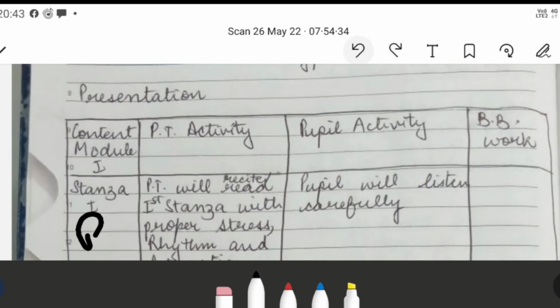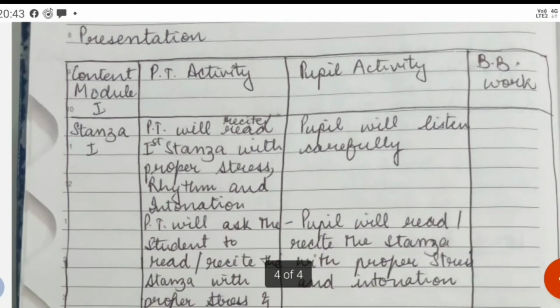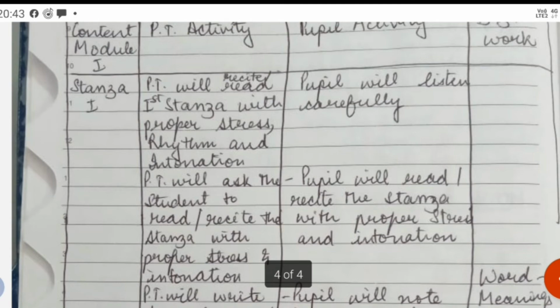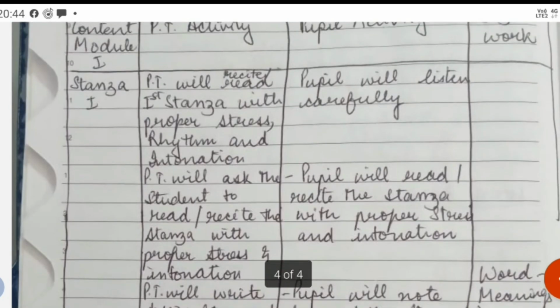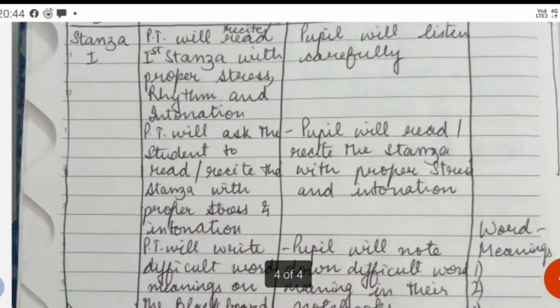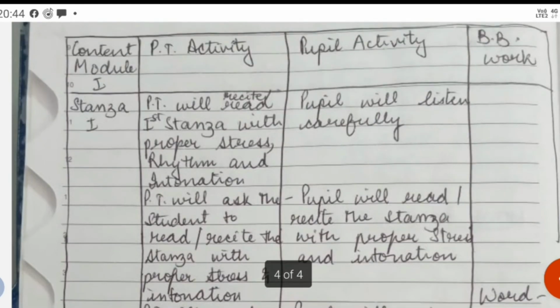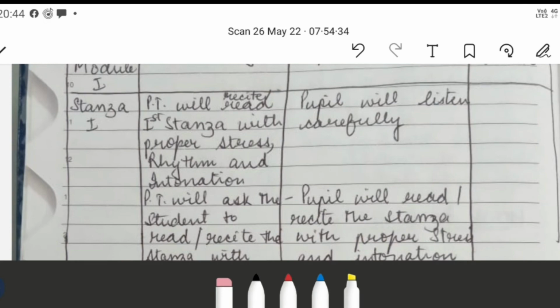These are the 2 different things, okay। Now if you talk about the PT activity, right, now PT activity में क्या आएगा, अब यहाँ पर डिफरेंस आ रहा है, right। PT will recite first stanza with proper stress, rhythm and intonation, right। Then pupil will listen carefully. While the teacher is reading, the child is listening carefully. No BB work. Then PT will ask the student to recite or read the stanza with proper stress and intonation. अगर तो prose है तो read आएगा, अगर poetry है तो recite आएगा। So this is the one you need to focus upon, that where you are going to write the read and recite, right?